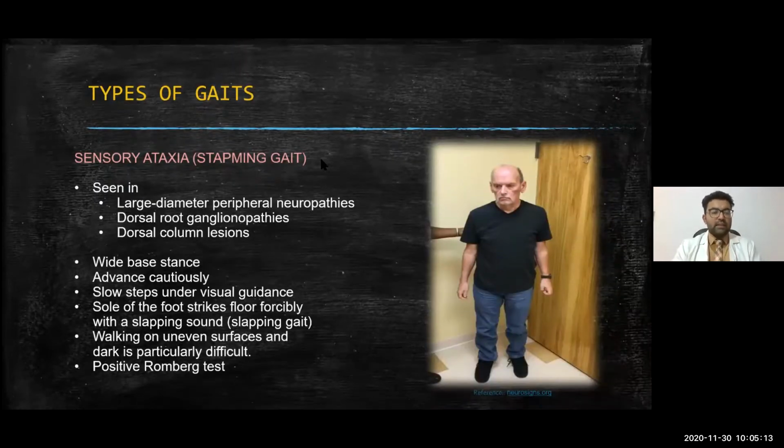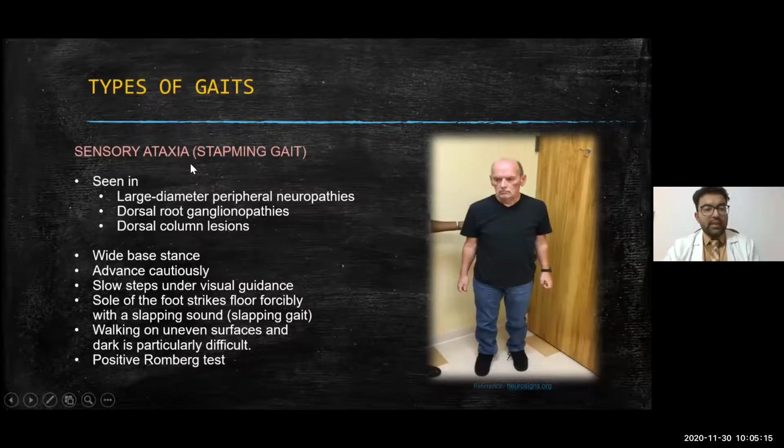The other gait is sensory ataxia, which is also known as a stamping gait, seen in large diameter peripheral neuropathies, dorsal root ganglionopathies, and dorsal column lesions. Over here, the patient also has a wide base stance. Patient advances cautiously with slow steps under visual guidance. The sole of the foot strikes the floor forcibly with a slapping sound.